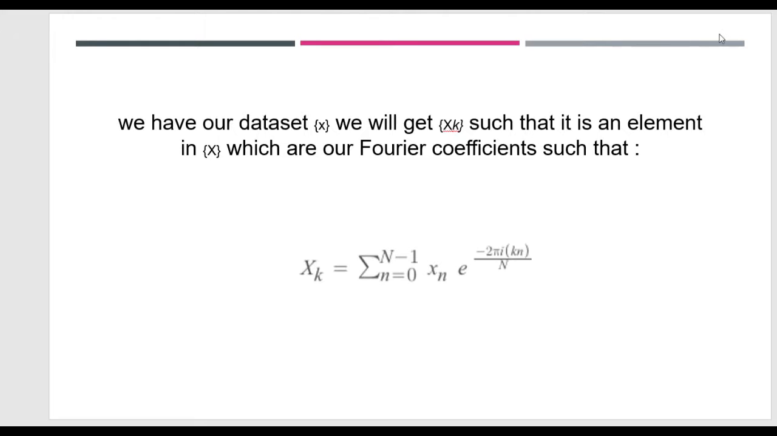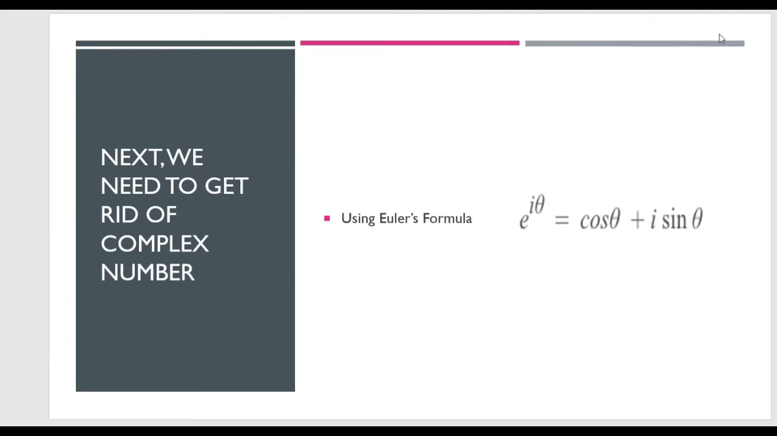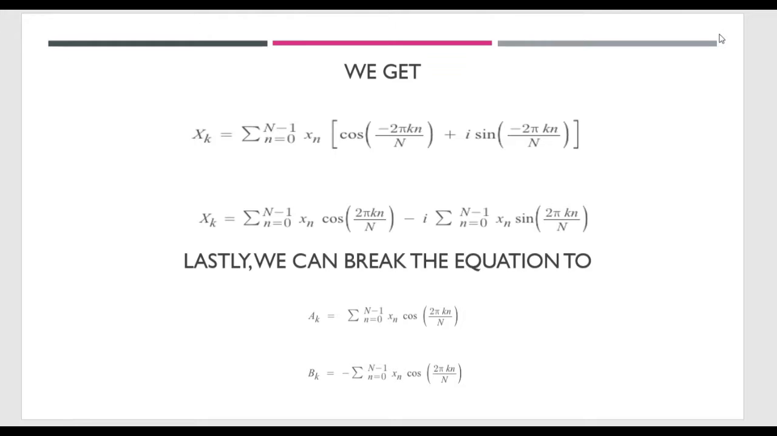After that we can proceed to the next step, where we need to get rid of the complex number using the Euler formula. After that we will get the new function X_k, and this function X_k can be broken into two, a_k and b_k, which are the coefficients of a_k and b_k in the function f(t).